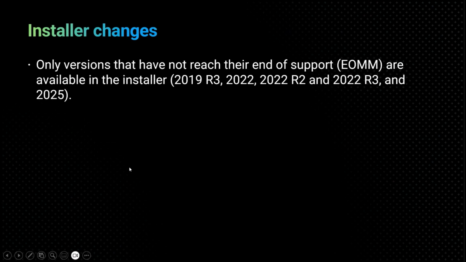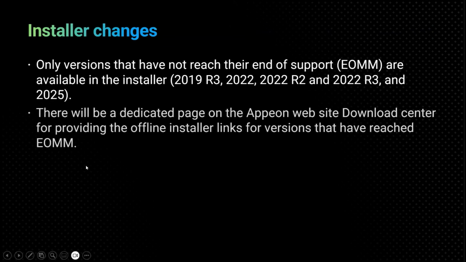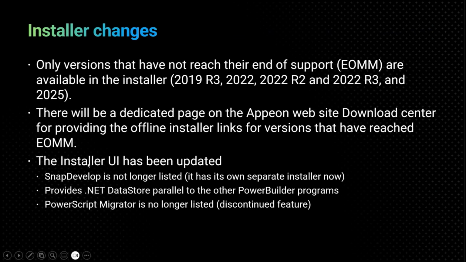What we're going to look at now is installer changes, and then we're going to look at deprecated and obsolete features. So installer changes, one of the things that's going to happen with the installer is it's only going to give you certain options. It'll be the versions of PowerBuilder that have not reached their end of support. So you'll see 2019 R3, 2022 the original GA, R2 and R3, and you'll see 2025. You won't see any of the 2017 versions. You won't see the earlier versions of 2019.